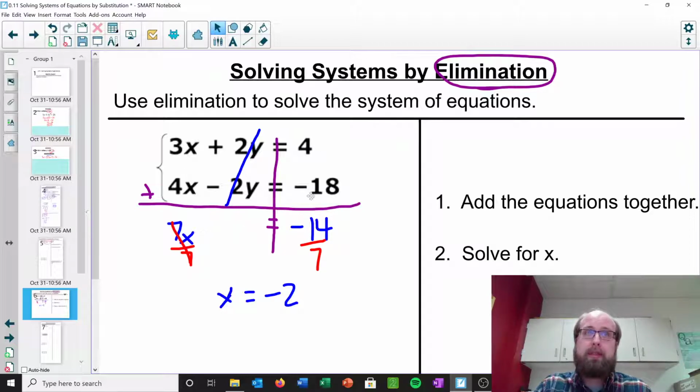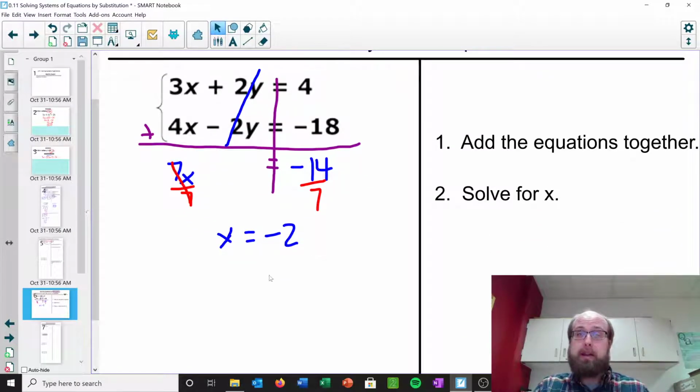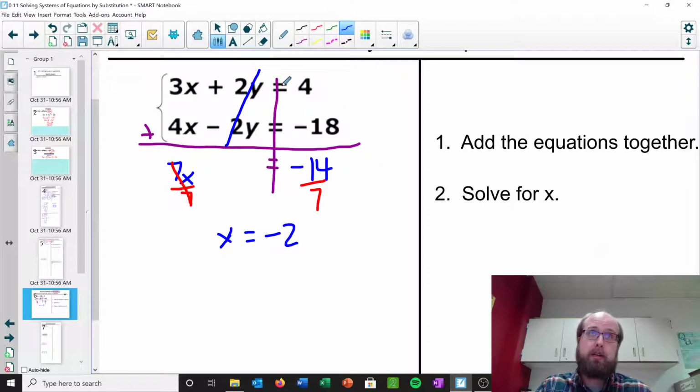All right? And that's why I like this method, is because this actually ends up being really easy after we cancel those out. Now, I just want to point out, we aren't done yet. Just like before, once we have the x value, we're not done. We need to take that, we need to plug it in. Okay? Doesn't matter which equation you put it in. I'll put it in the top one.